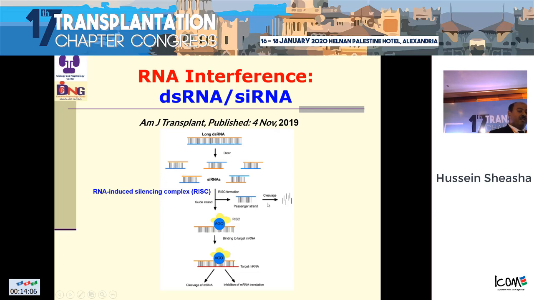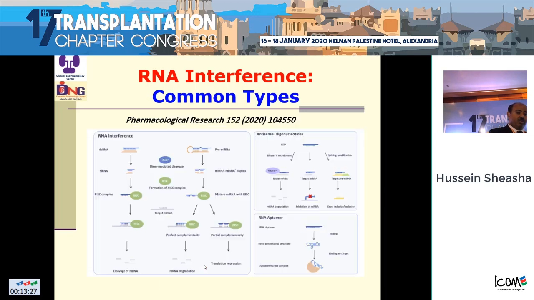strands. We have here the passenger strand and the guiding one. So after meeting this complex, which is the RNA-induced silencing complex, the passenger fragment is cleaved and disappears by this structure with the presence of Argonaute. At the end of the day, the guiding strand binds to its complementary sequence and stops protein synthesis. So if we want to stop the protein synthesis by this transcript, we should use this element.